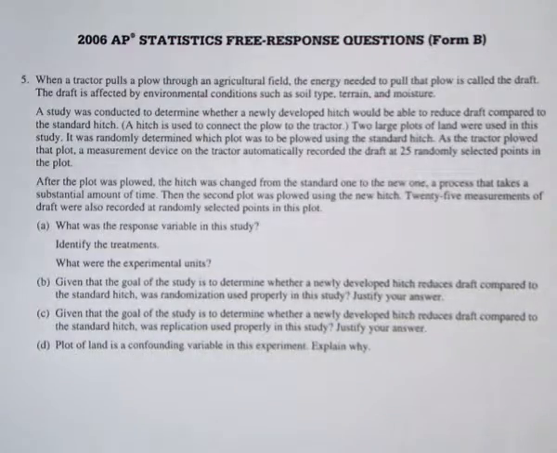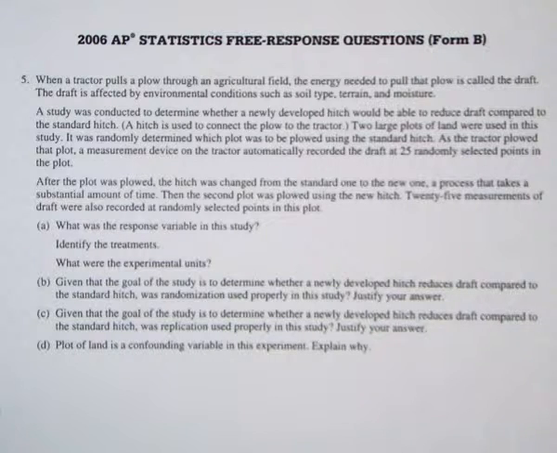Alright, so we got an AP problem here, and it says when a tractor pulls a plow through an agricultural field, the energy needed to pull the plow is called the draft. The draft is affected by environmental conditions such as soil type, terrain, and moisture. So a study was conducted to determine whether a newly developed hitch would be able to reduce draft compared to the standard hitch. A hitch is used to connect the plow to the tractor.